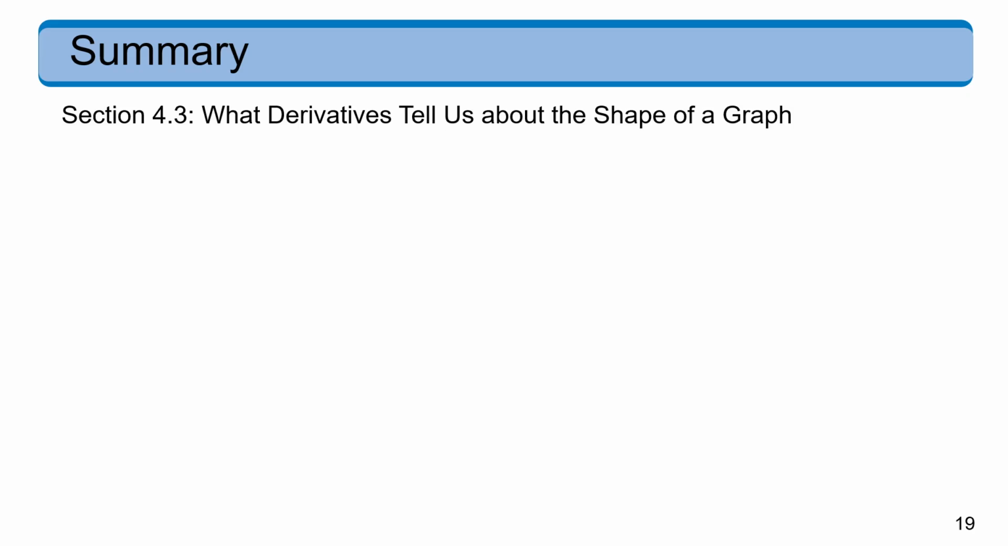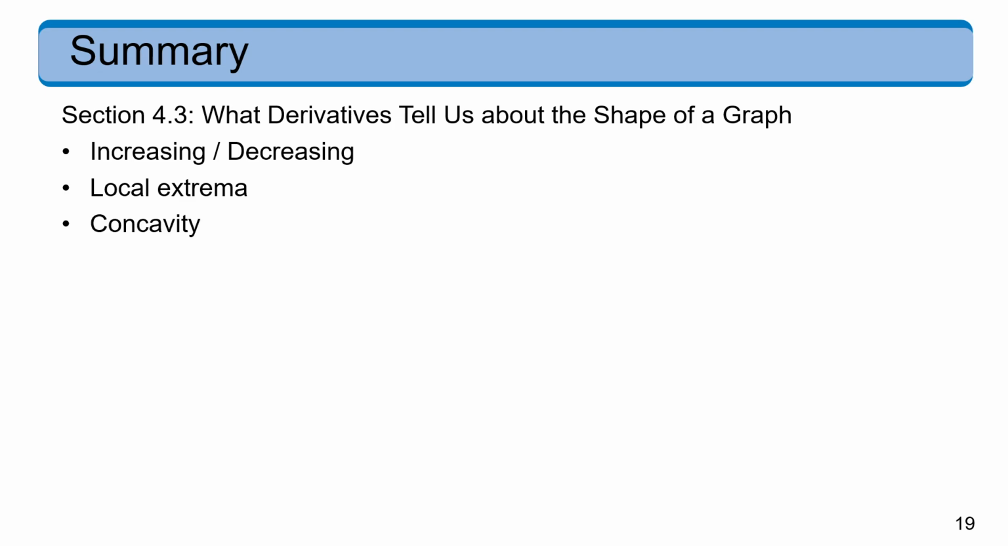So to summarize what we did today, we finished section 4.3, which we had started earlier, on what derivatives tell us about the shape of a graph. So my summary here actually includes some of the points we discussed last time. I just thought it would be helpful to see them all together here. So we saw how we can use the first derivative to tell us where a function is increasing and decreasing. And that in turn helps us locate the local extrema. And then starting today, we discussed concavity, and we saw how the second derivative will tell you where the graph is concave up and concave down.